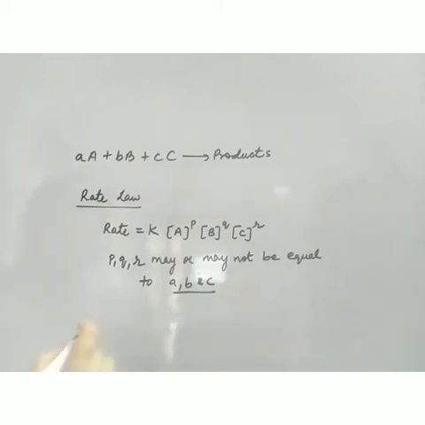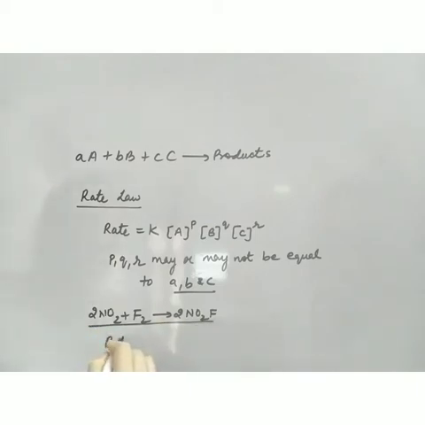Suppose one reaction is there. Now this is the reaction. The rate law is always calculated experimentally. Theoretically we cannot write the rate law. So suppose for this reaction the rate law is: rate is equal to K [NO2][F2]. Now what is the difference? What is the number of moles of NO2? 2. Number of moles of F2? 1. But in the rate law the powers 1 and 1 are there.